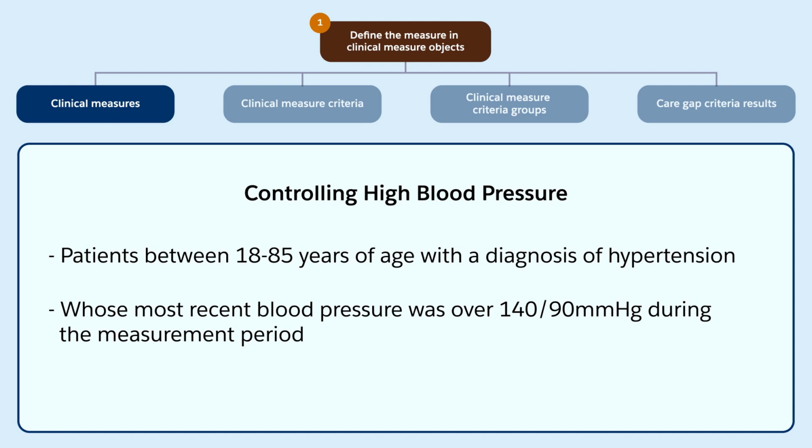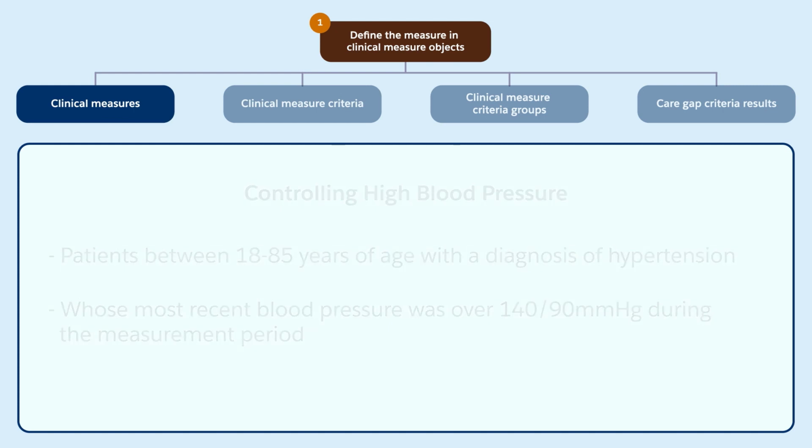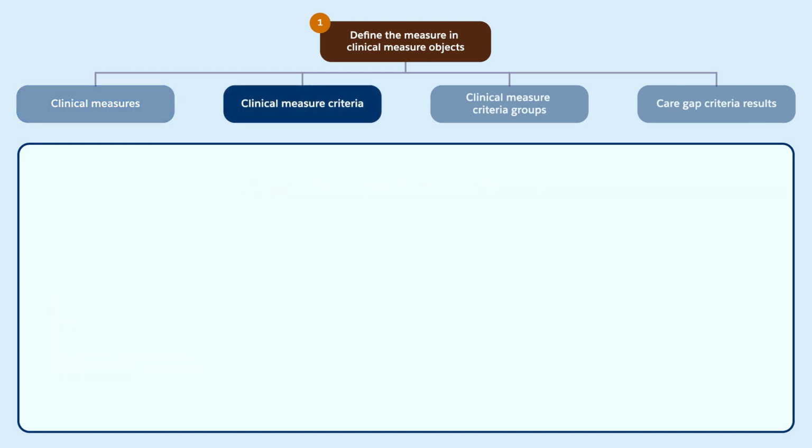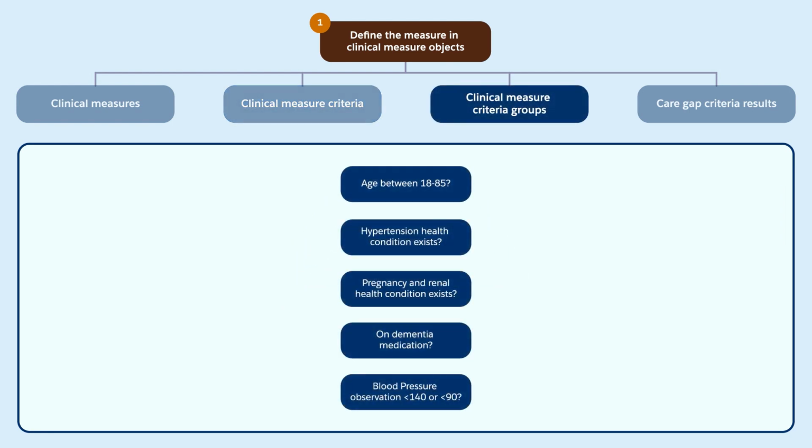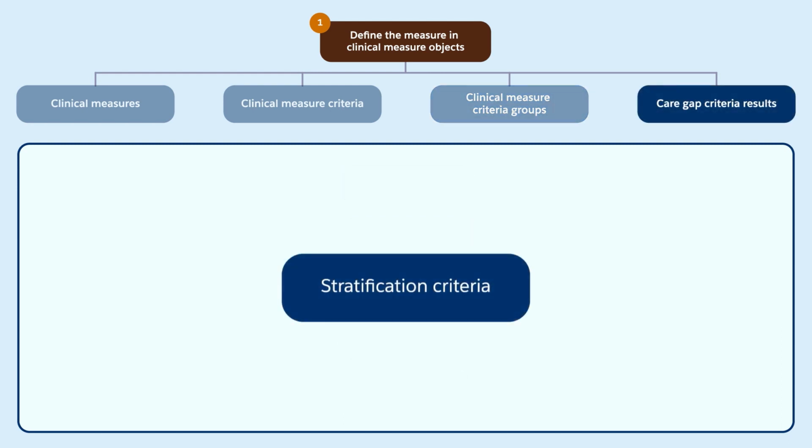The measure has specific criteria that provide a standardized framework to evaluate care gaps. Harriet creates a clinical measure criteria record for each criterion. She then groups the criteria by using the clinical measure criteria group record. If required, Harriet can dig deeper into the outcomes by defining multiple stratification criteria.